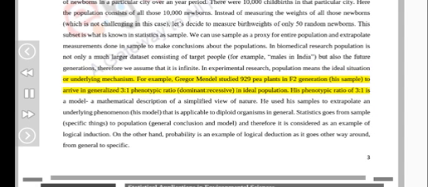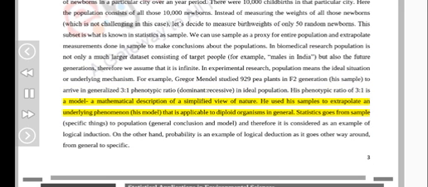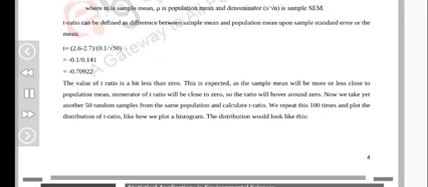For example, Gregor Mendel studied 929 pea plants in F2 generation, his sample, to arrive at a generalized 3:1 phenotypic ratio, dominant to recessive, in the ideal population. His phenotypic ratio of 3:1 is a model, a mathematical description of a simplified view of nature. He used his samples to extrapolate an underlying phenomenon, his model, that is applicable to diploid organisms in general. Statistics goes from sampled specific things to population general conclusion and model, and therefore it is considered as an example of logical induction. On the other hand, probability is an example of logical deduction as it goes the other way around, from general to specific.